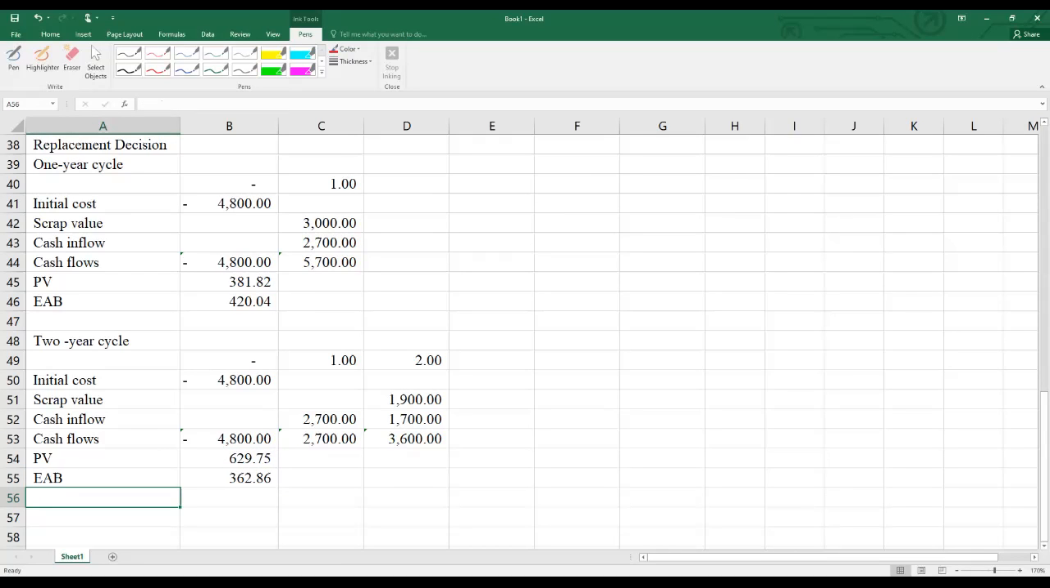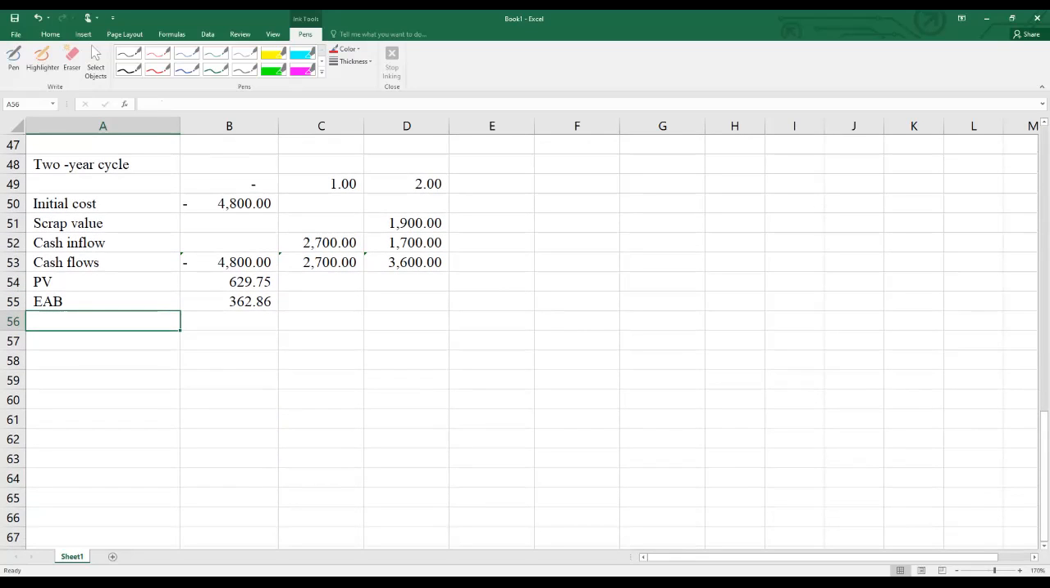Here, Sanya. Yeah. Okay, great. That's for a 2 year cycle. What about a 3 year cycle? Same process. Okay, let's do a 3 year cycle.